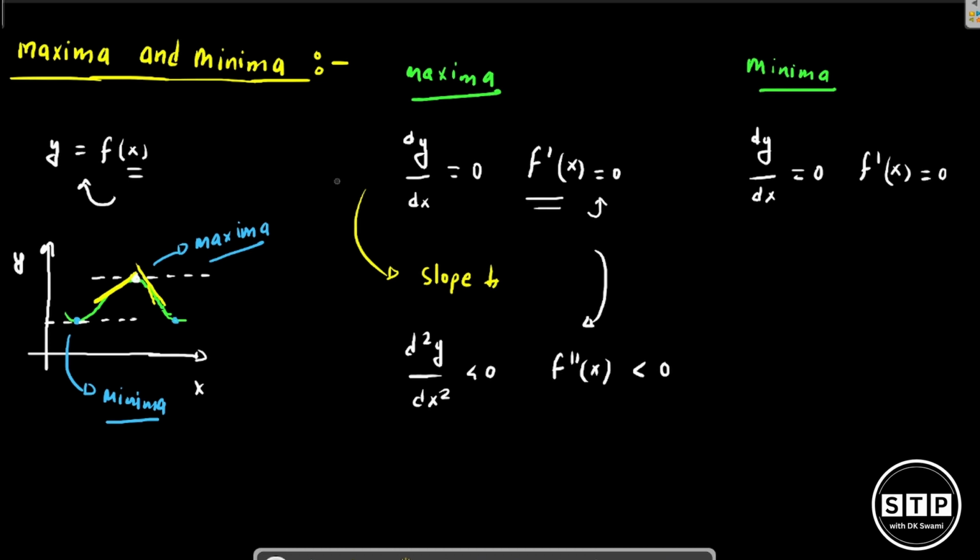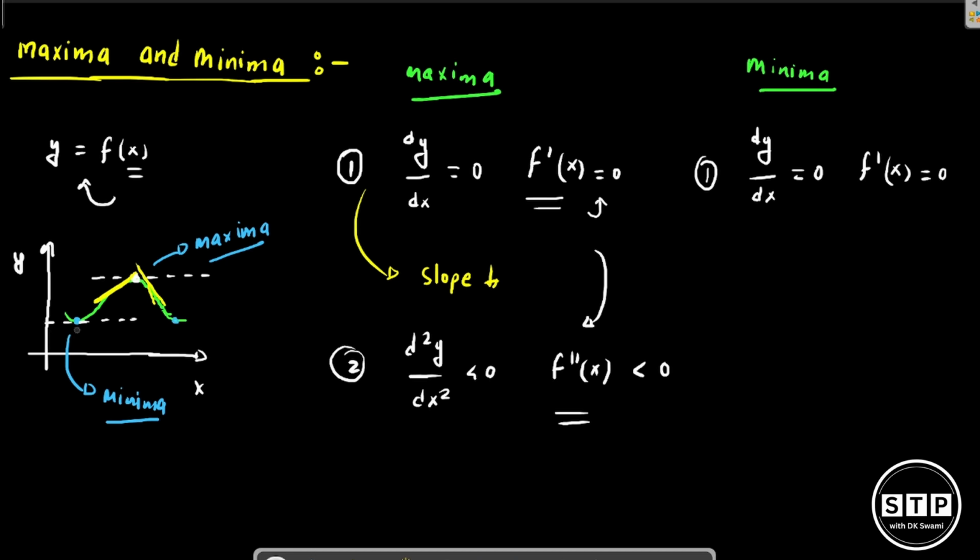So what are the two conditions for maxima? The first is that the differentiation should be 0, and from here we will get some points. The second is that when we place these points in the double differentiation, if that is less than 0, then that is maxima. Now let's look at the minima. The first condition for the minima is the same. Now let's go on to the second condition.